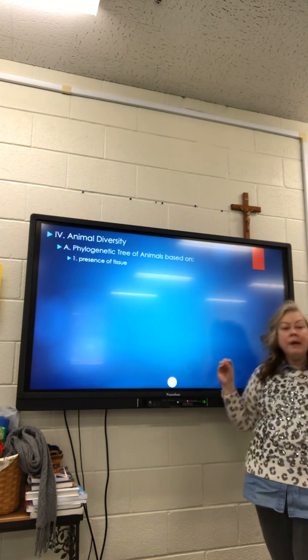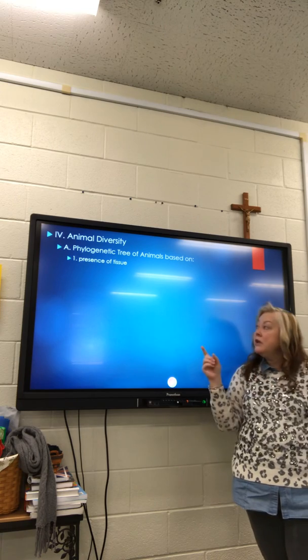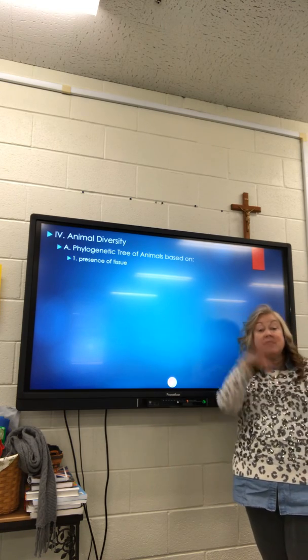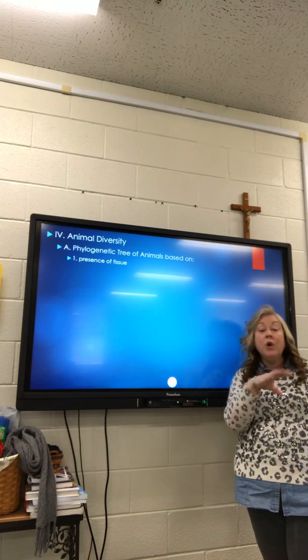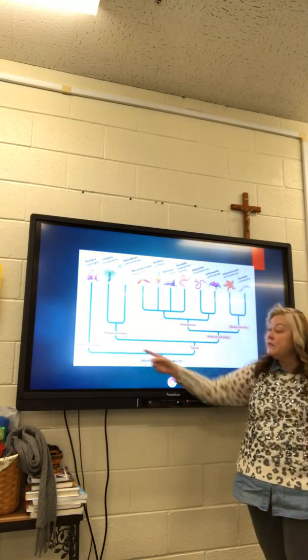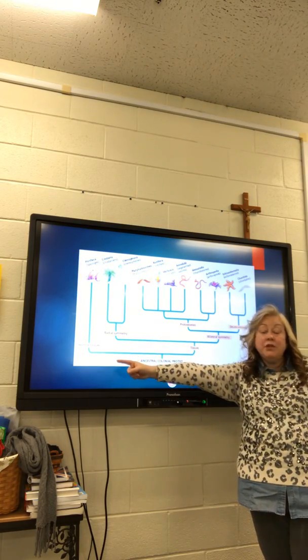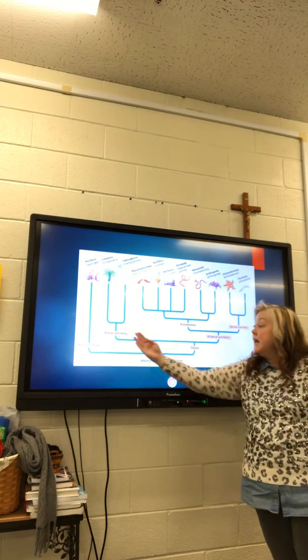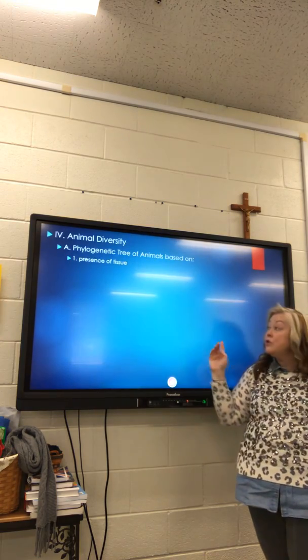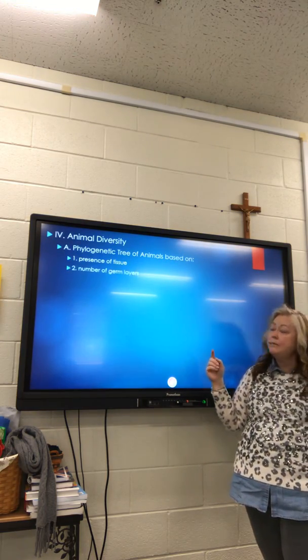So, when you talk about the phylogenetic tree of animals, you can look at things like presence of tissues. Does the animal have a tissue system or not? Now, back on this, of course, only the sponges don't have tissues, but then you do have all of these animals from here over having tissues. So you can look at the presence of tissue.